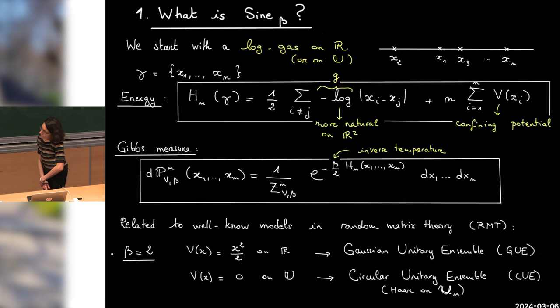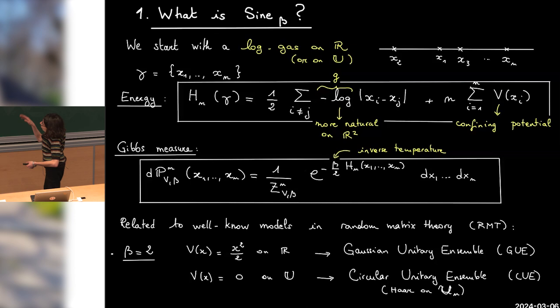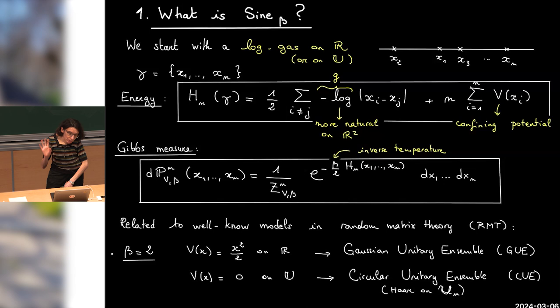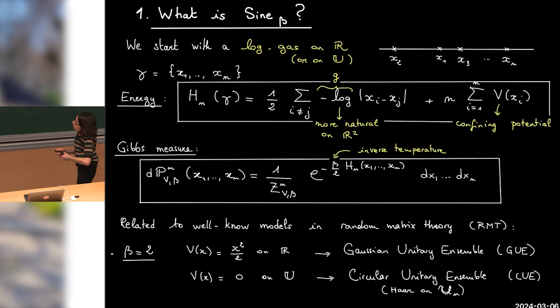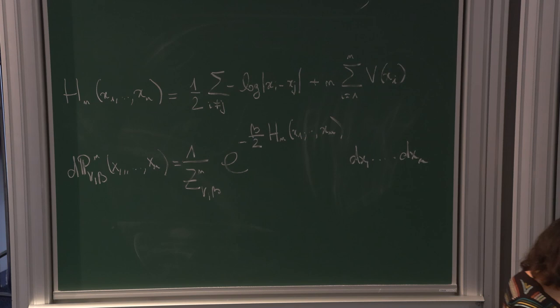Okay, well, so what is Sine beta? So we start with what we call a log gas. It can be on the real line or on the unit circle. So I'll look at one-dimensional particle systems, but they are not, like we saw, a lot of discrete models. Here it's a model on the line, so I have n particles living on R. And for such a configuration, I associate an energy which is of this form. So you have a pairwise logarithmic interaction. It's repulsive, like particles don't like to be too close to each other.